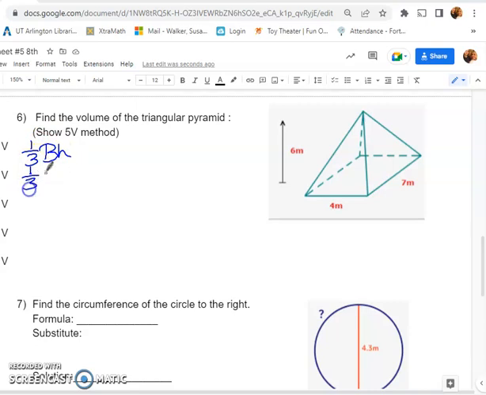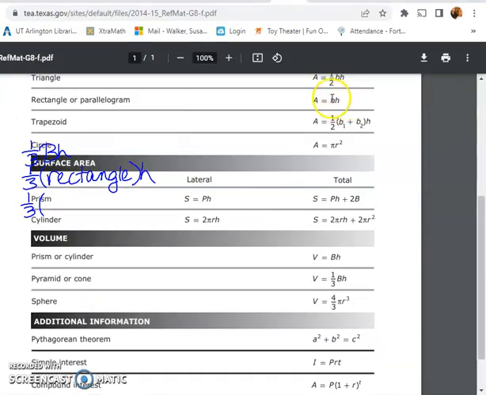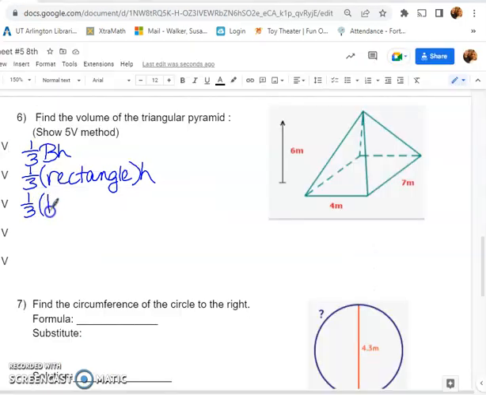So 1/3, I have to identify my base. Obviously, we know it's opposite of this. So this, hopefully you know it's not a square because these are different. So that's a rectangle. Then 1/3 rectangle. What is my formula for area of a rectangle? Hopefully we know it by heart, but if not, it'll be L times W. I'd rather you check it to make sure. And then we have an H.